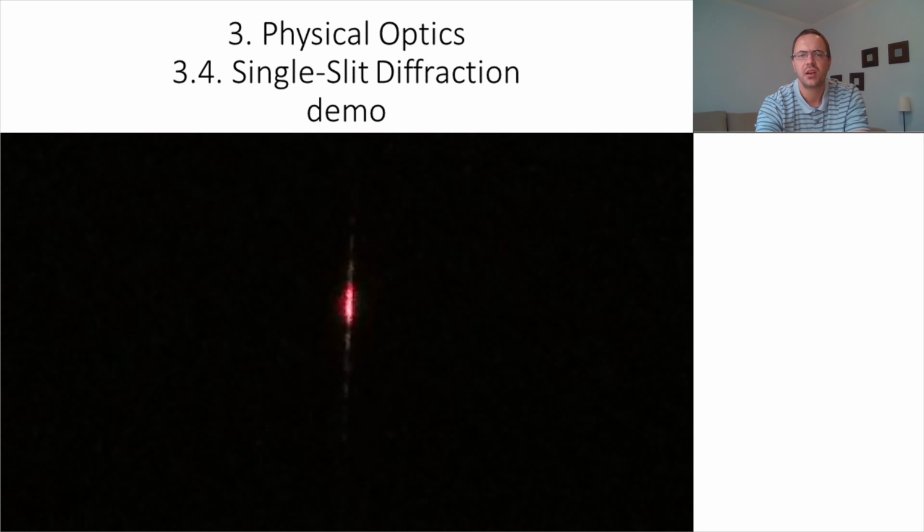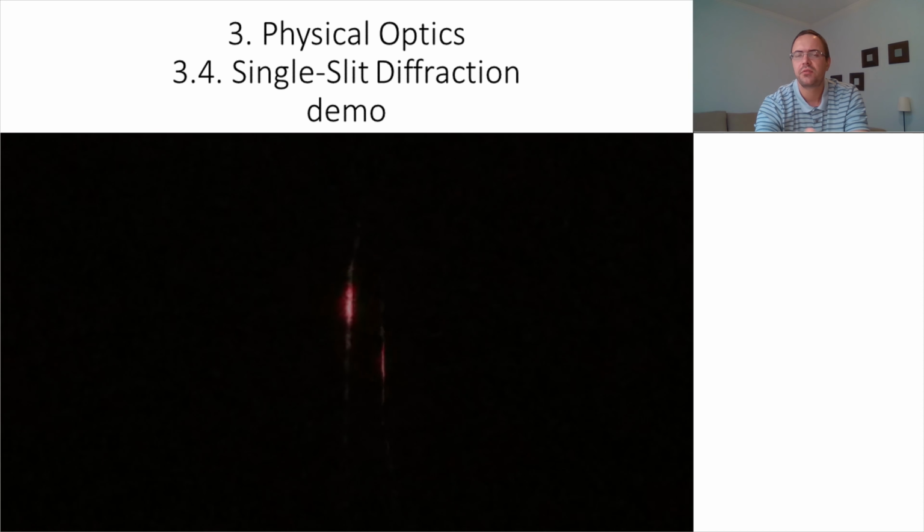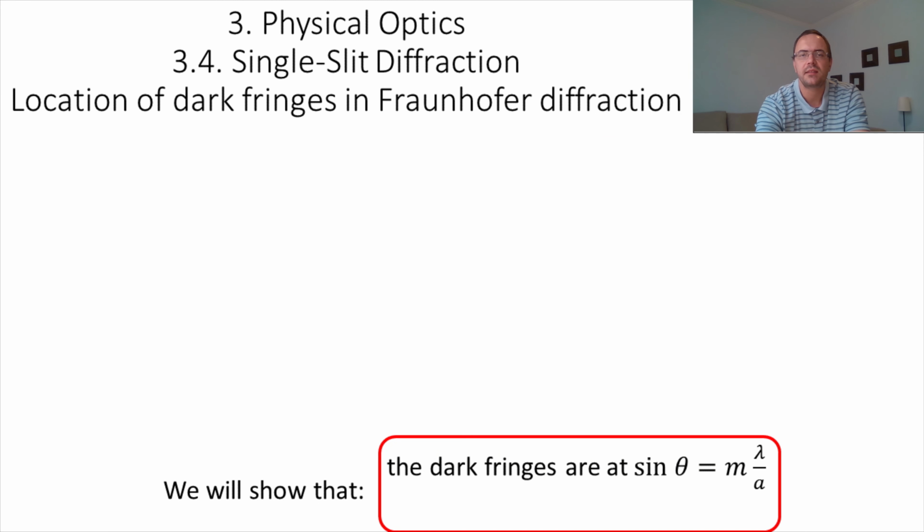Right? This is really counterintuitive. And we're going to explain this using what we already know about waves. First, we will look at the location of the dark fringes. We will show that the dark fringes are at an angle theta, so that sine theta is equal to m lambda over a, where m is an integer number except 0. So we can write that m belongs to Z star, where the star means that we exclude 0. And a in this formula is the slit width.